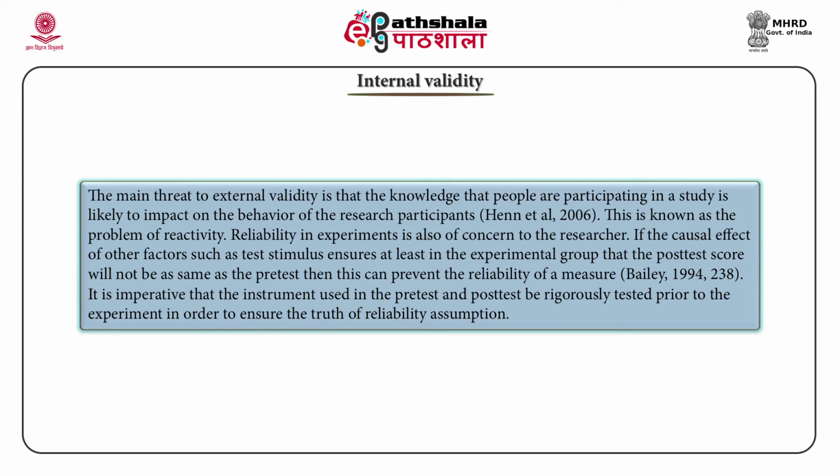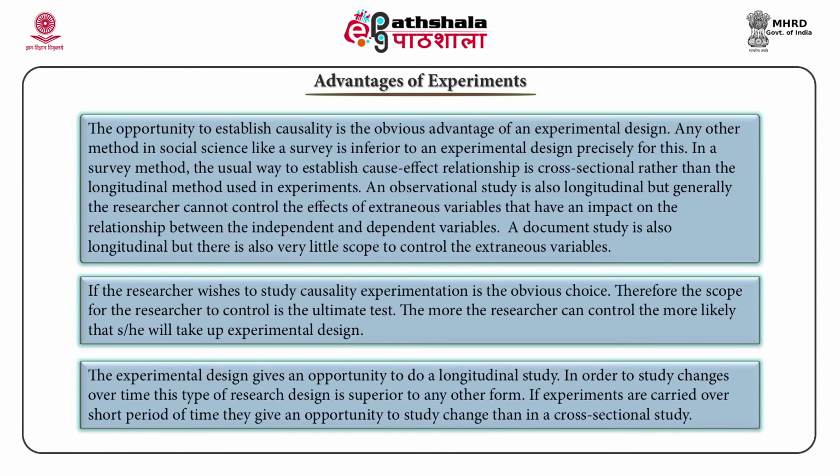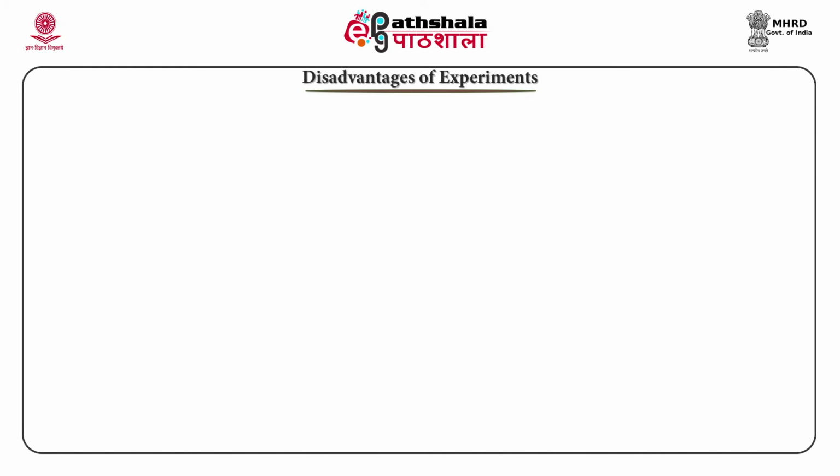Reliability in experiments is also of concern to the researcher. If the causal effect of other factors, such as a test stimulus, ensures, at least in the experimental group, that the post-test score will not be the same as the pre-test, then this can prevent the reliability of a measure. It is imperative that the instrument used in the pre-test and the post-test be rigorously tested prior to the experiment in order to ensure the truth of the reliability assumption. The advantages of experimental research. The advantages are the opportunity to establish causality, scope for the researcher to control, the ultimate test, and the ability to study changes over time. Disadvantages of experimental research.